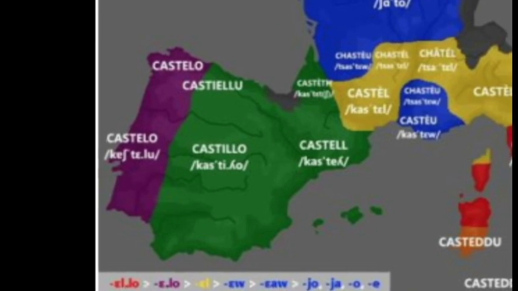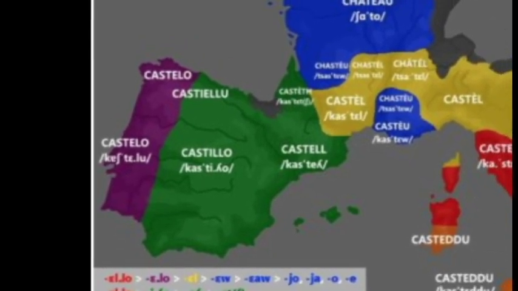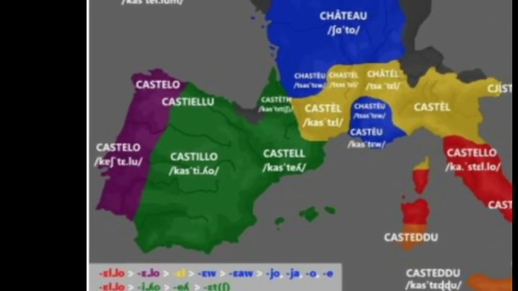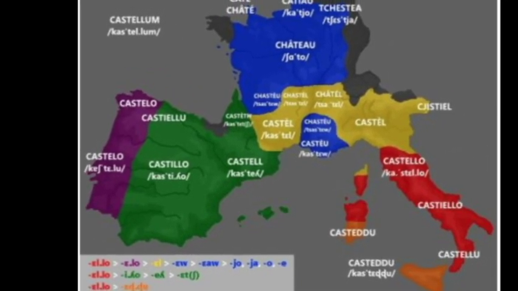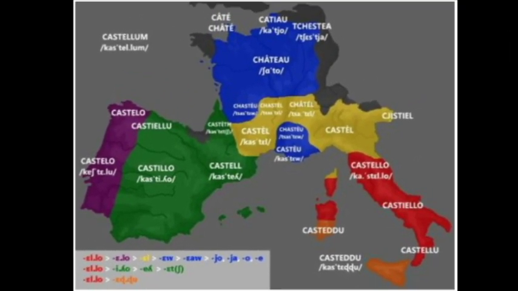As you can tell, they're all pretty similar. It's just a few systematic differences that differentiate the dialects. For example, in the West, they tend to preserve the third syllable, whereas in the East, they tend to reduce the word to 2 syllables.